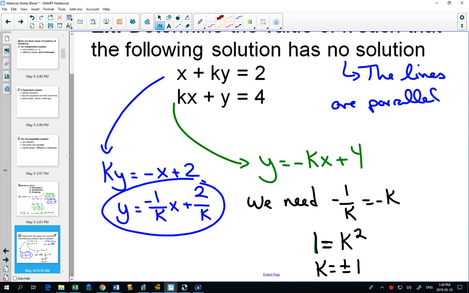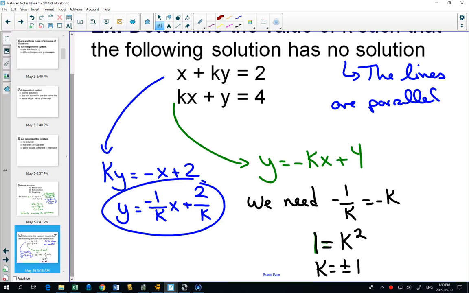Oh, do you know what I really should have done in this question? I'll tell you afterwards. Both of those answers work. Okay? If we plug in 1 or negative 1, the slopes would be the same. And if we plug in 1 or negative 1, the y-intercepts would be different. The y-intercept of the green equation you can see is 4. The y-intercept of the blue equation is either 2 or negative 2, depending on which value of k.